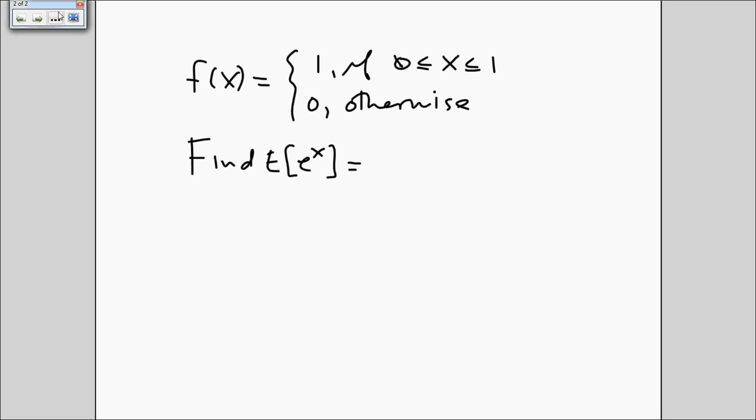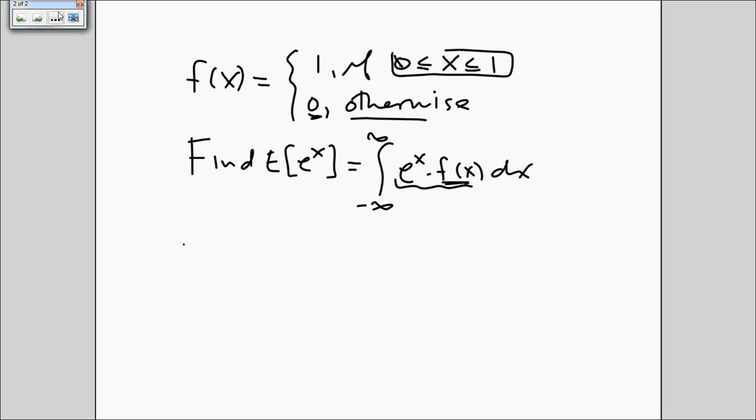Well, E of anything is the integral from negative infinity to infinity of the anything times f of x times dx. Well, this is only non-zero when f of x is non-zero, and that's 0 otherwise, that is outside of here. So let's just integrate from 0 to 1: e to the x times f of x, which is 1, from 0 to 1, dx.